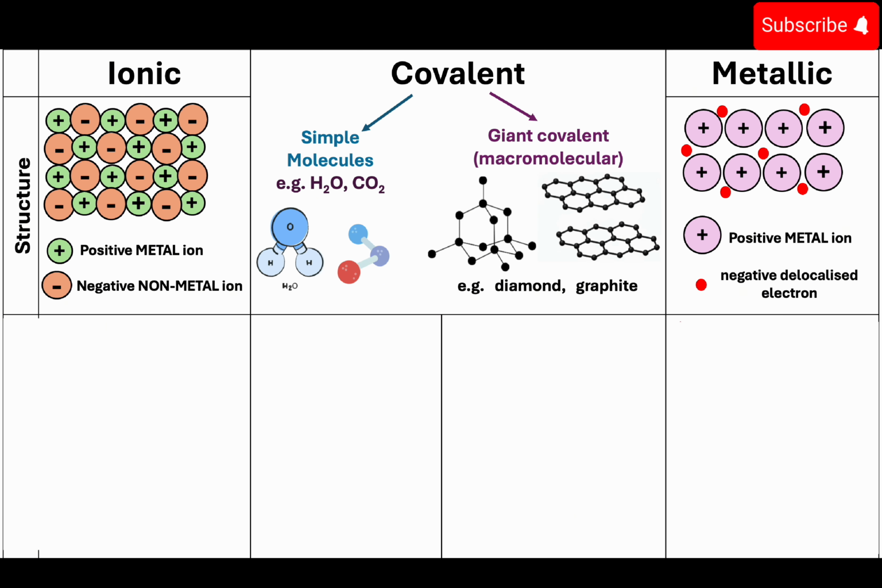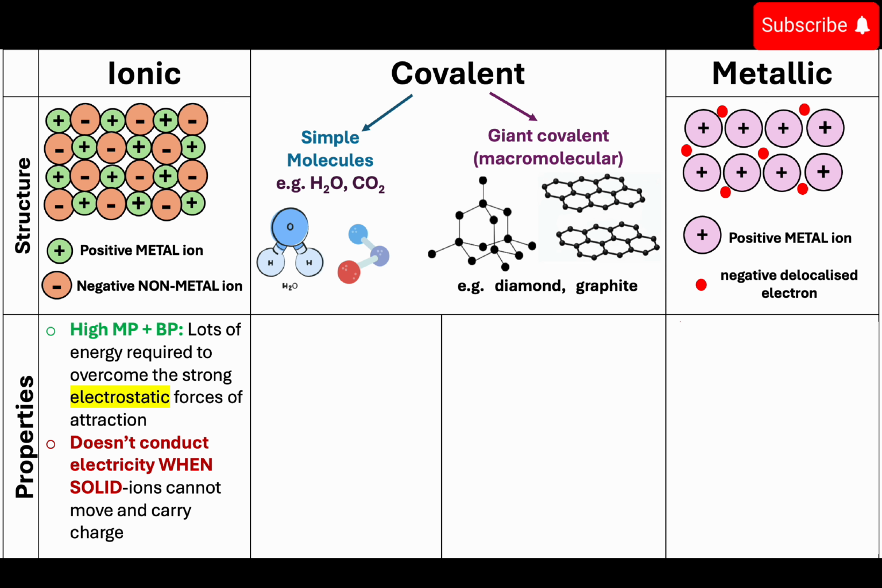We're now going to look at the properties of ionic compounds. Firstly, they have a high melting and boiling point. And the reason for that is because lots of energy is required to overcome what we call strong electrostatic forces of attraction. This word electrostatic is really important. Make sure you add that in your exams. Electrostatic means the forces of attraction between positive and negative. In our case over here, it's positive metal ion and negative non-metal ion. So you need to have a lot of energy to break that apart.